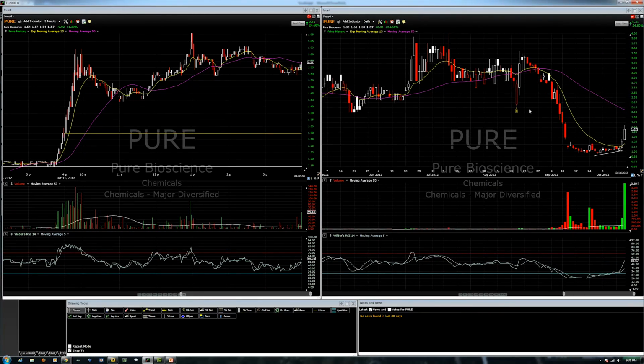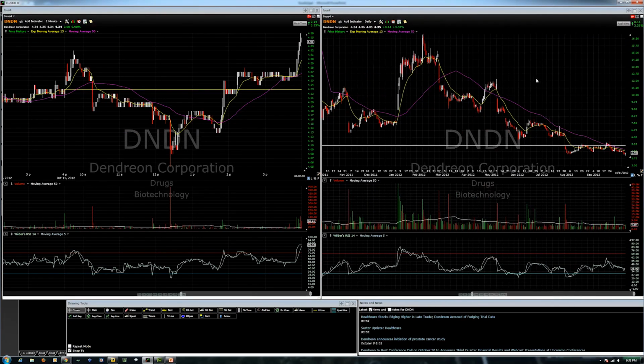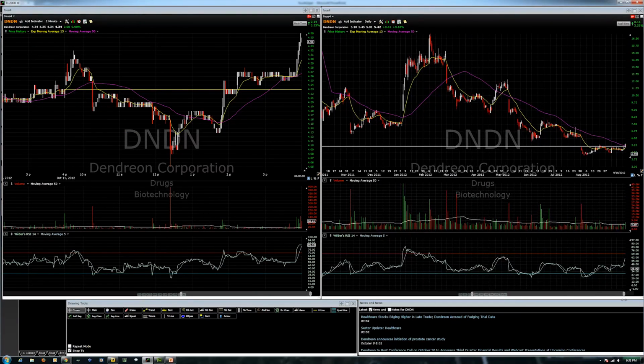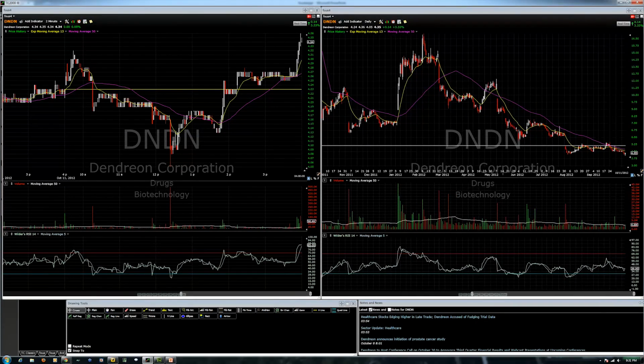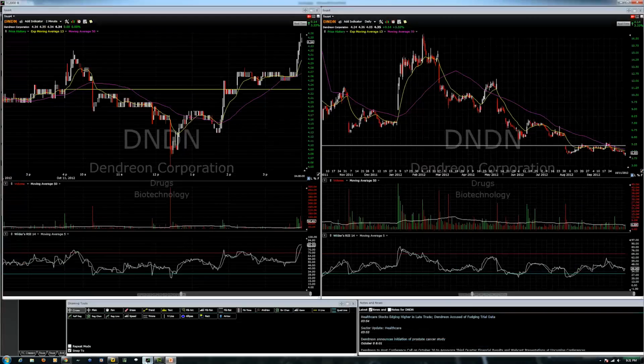So revival patterns, don't get me wrong, they do make huge rips when they actually rip. But like DNDN, it wasn't as beautiful looking a revival as those last two, but did have potential. It broke the 50-day moving average. Unfortunately, this bearish trend is not over, and it continued to break down. So you have to be able to take that loss on those stocks that don't work out for you.